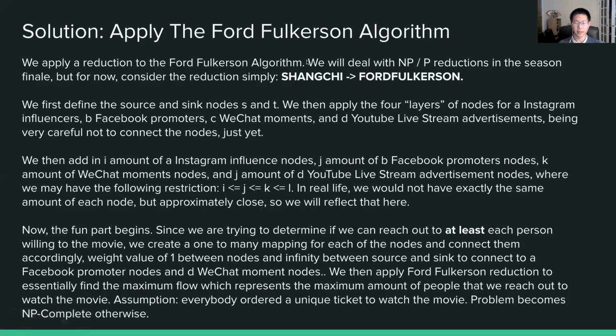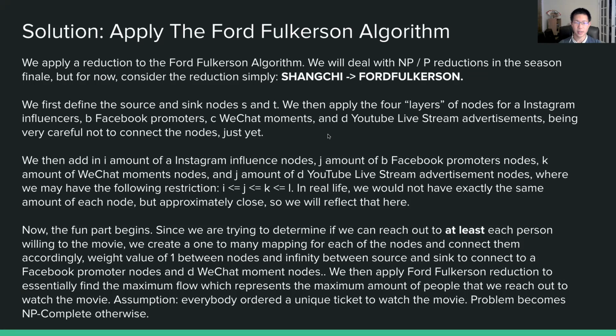So here's the solution. It looks like a lot, so I'm going to quickly go over it piece by piece. We apply something called a reduction. That will actually be in the final episode of the season, NP versus P reduction, in the season finale, which is going to be up, I'd say probably before Halloween at this rate, honestly. It's been slow going given work and home and stuff. Anyway, we apply reduction for the Ford Fulkerson algorithm. As I mentioned before, we deal with NP and P reductions in the season finale. But now let's just consider reduction simply as Shang Chi to Ford Fulkerson.